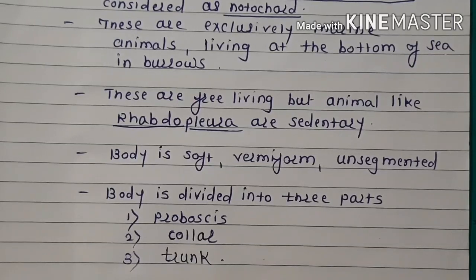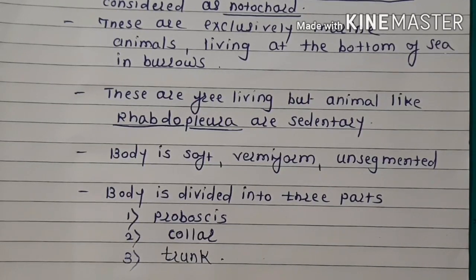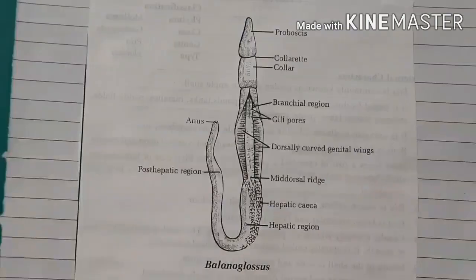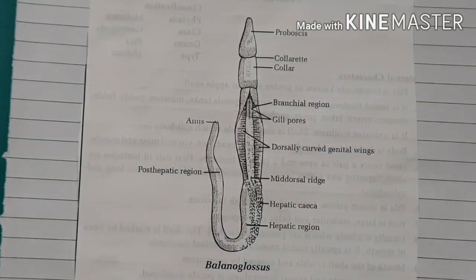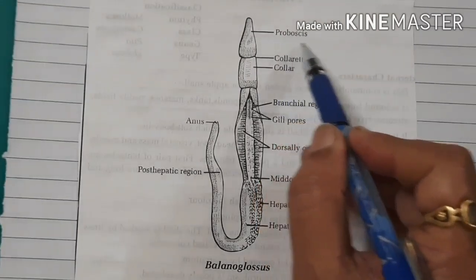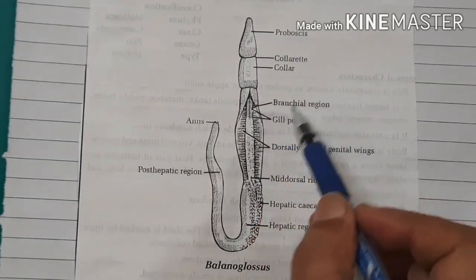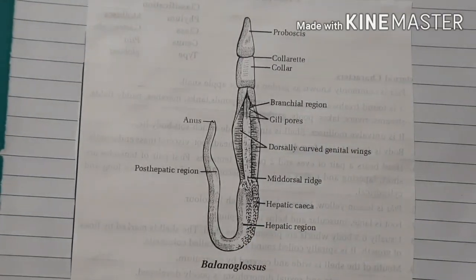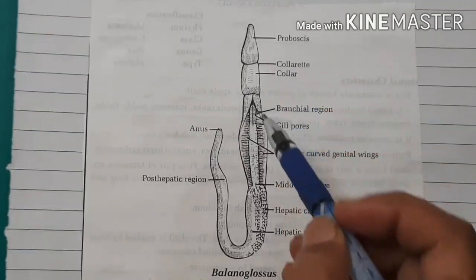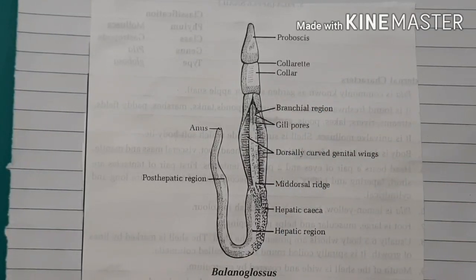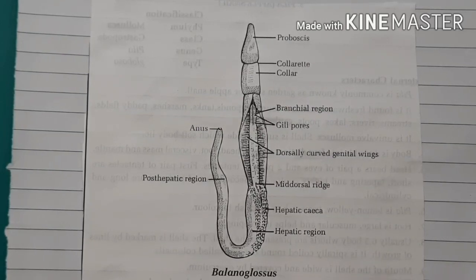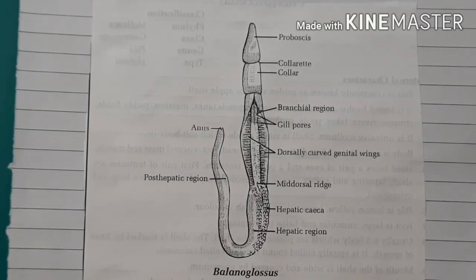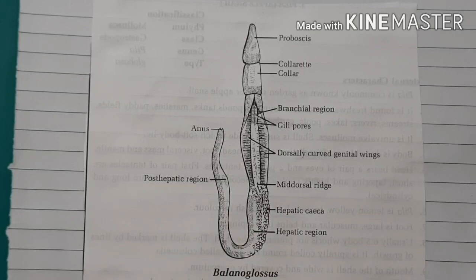These are exclusively marine. Animals live at the bottom of the sea in burrows. Body is soft, vermiform, unsegmented. Body is divided into three parts: proboscis, collar and trunk. Buccal cavity consists of a rod-like buccal diverticulum, considered as a notochord. The alimentary canal is complete. It is straight or U-shaped.